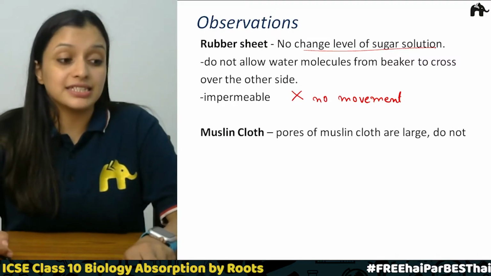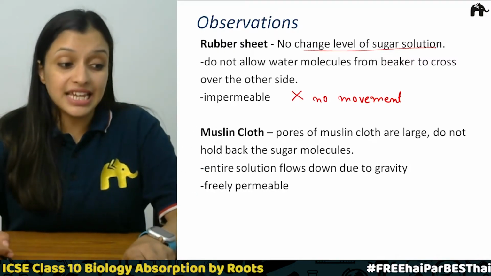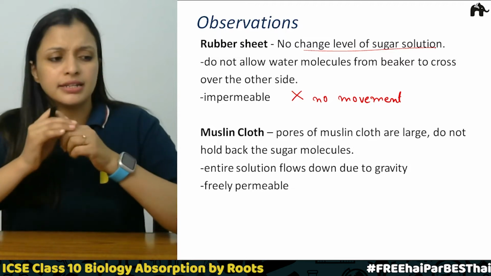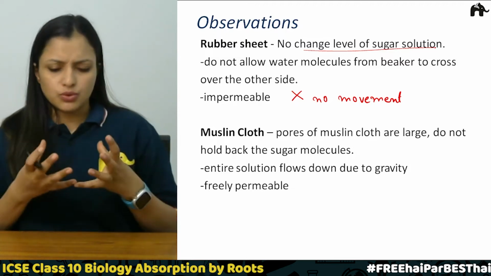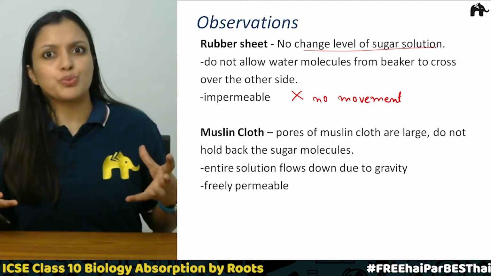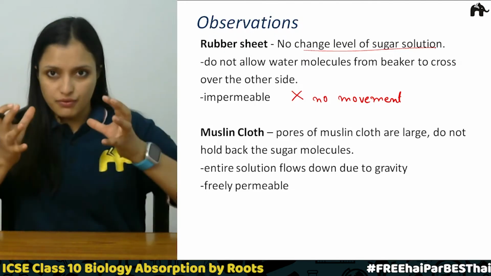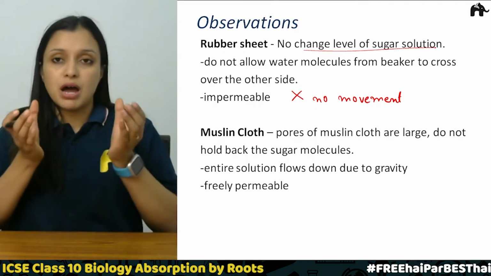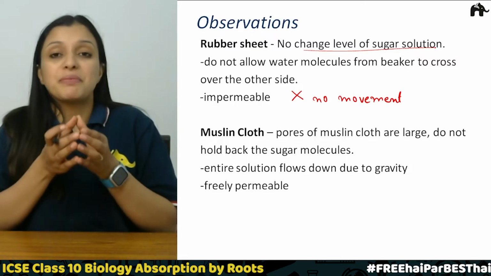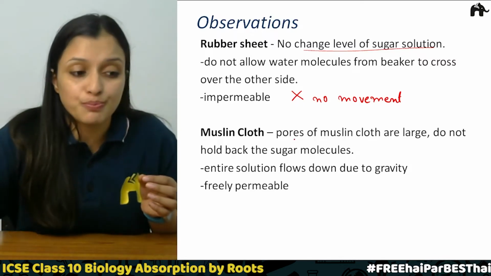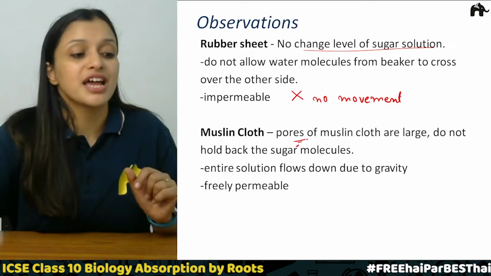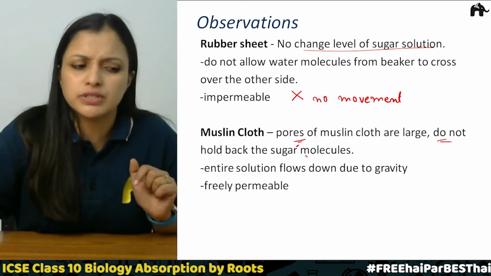Now the next that we are going to take is muslin cloth. Now this muslin cloth, we know it has large pores, right? So if you cover the mouth of the thistle funnel with this muslin cloth, it has large pores which cannot hold back even the sugar molecules.